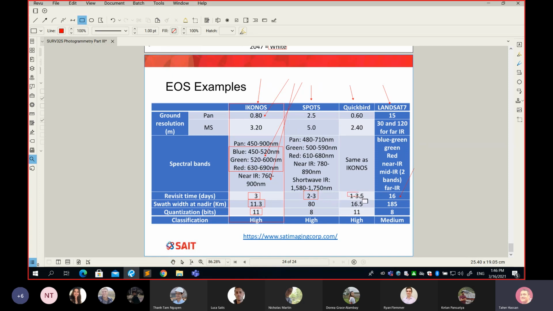How about SPOT and QuickBird? It is between 1 day and 3.5 days. And I know some of you will ask, what does it mean, a range? Why sometimes can I get an image every 1 day and sometimes every 3.5 days? It depends on where you are on the Earth. If you are close to the equator, the satellite goes there very frequently, so you get an image every day. If you are very far north, close to the North Pole, the satellite doesn't go very often, which makes sense. Who wants to buy a satellite image of the North Pole very quickly? Nobody. So that's why it goes there every 3.5 days.